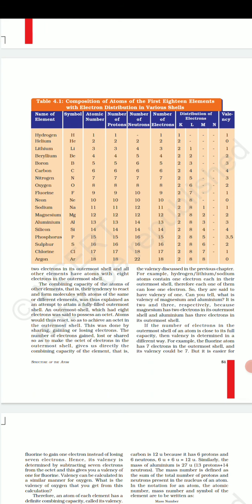Similarly for beryllium, 2 in the K shell, 2 in the L shell. For boron, number of electrons is 5. 2 will go in K shell and the next 3 electrons will go in L shell. Similarly for carbon, nitrogen, oxygen and fluorine. For fluorine, atomic number 9, number of electrons is 9. 2 electrons will come in K shell and the next 7 electrons will move to L shell. Then for neon, 2-8 configuration is there. Now L shell can accommodate a maximum of 8 electrons only.